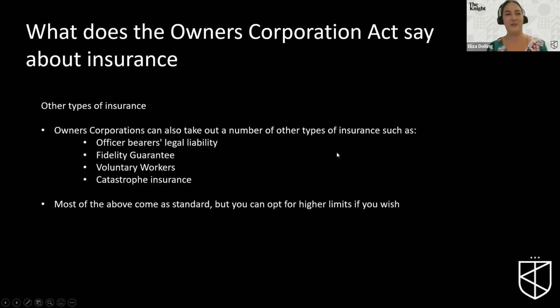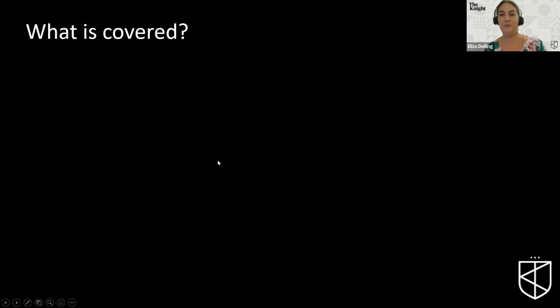So what about other types of insurance? What does the Act say there? Owners' corporations can take out a number of other insurance types, and these include things such as office bearers' legal liability, fidelity guarantee, voluntary workers, and catastrophe insurance. Most of the above come as standard within your policies that you would currently have, but you can opt for higher limits, and that's certainly discussions you can have with your OC manager, particularly when your renewal rolls around.